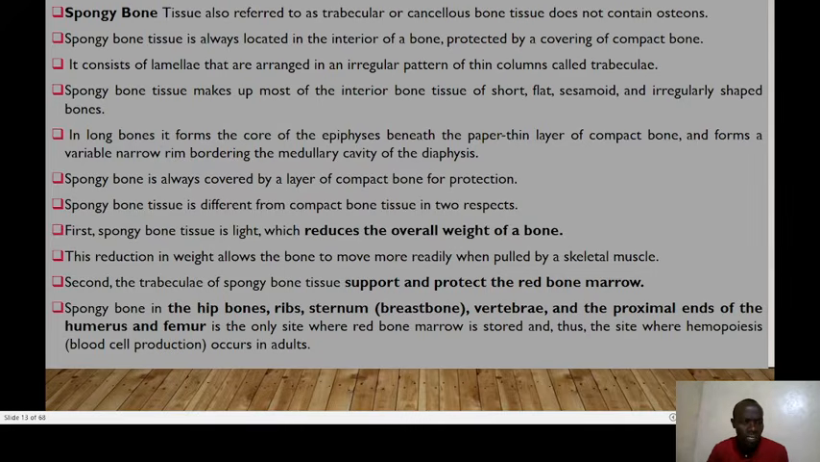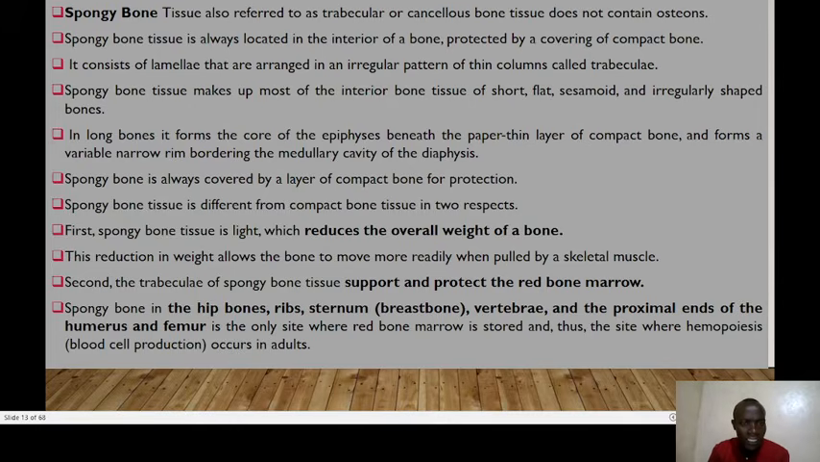In long bones, it forms the core of the epiphysis, beneath the thin layer of the compact bone, and forms a variable narrow ring bordering the medullary cavity of the diaphysis. Spongy bone is always covered by a layer of compact bone for protection.